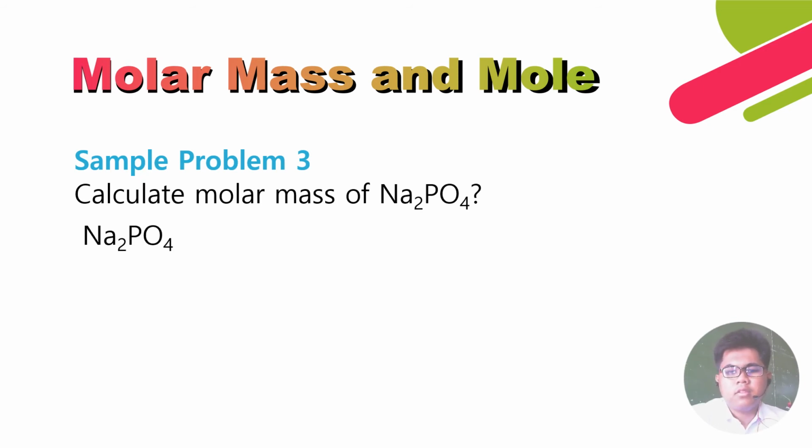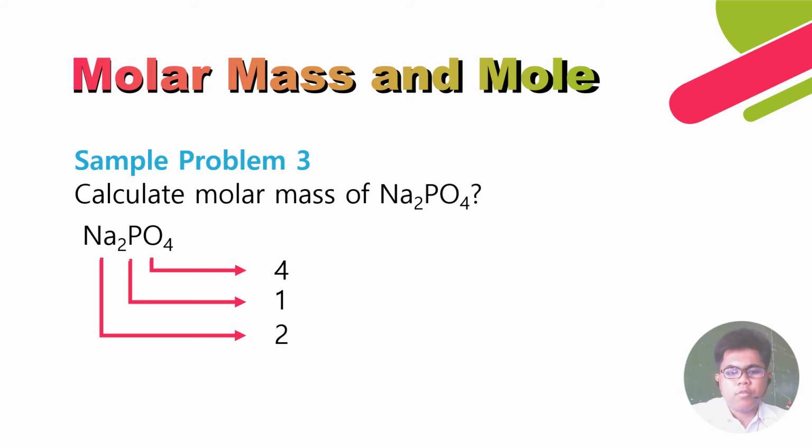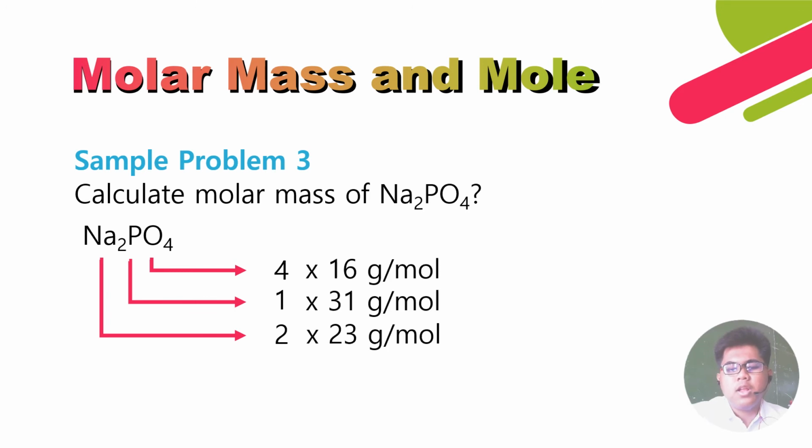Write correctly the given chemical formula, then identify the number of atoms in each of the element. So, for instance, we have oxygen, so we have 4 atoms. For phosphorus, we have 1. For sodium, we have 2. And then, look for the atomic masses of each element in the periodic table and then multiply it with the number of atoms. So, for oxygen, we have 16 grams per mole. For phosphorus, we have 31 grams per mole. And for sodium, we have 23 grams per mole.